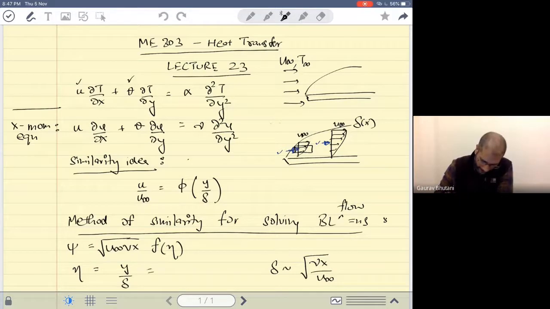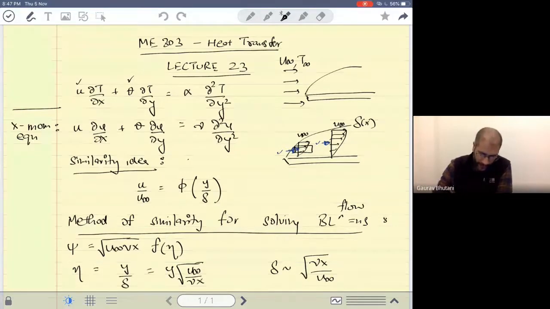So if I define my similarity parameter as y upon delta, then substituting this expression for delta, this becomes y times square root of u infinity upon nu times x. Okay, so this is my similarity parameter. So what I want to show is that my u upon u infinity is simply a function of eta. Okay, so this thing is nothing but eta now.